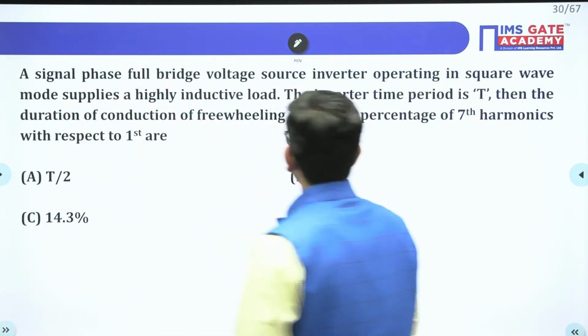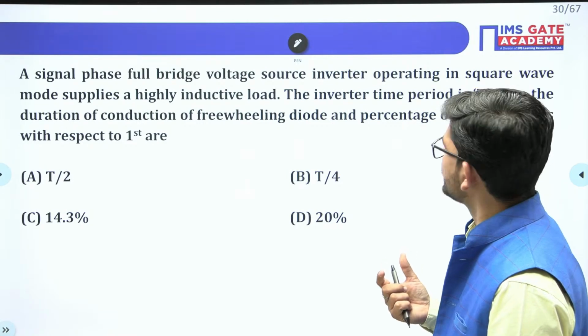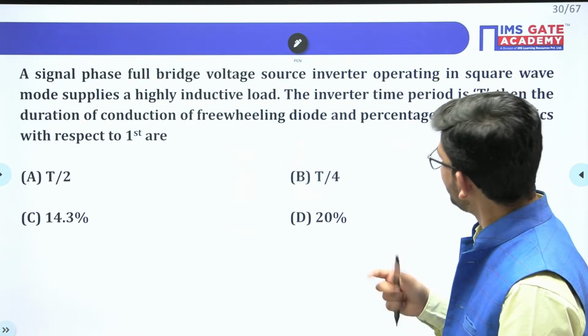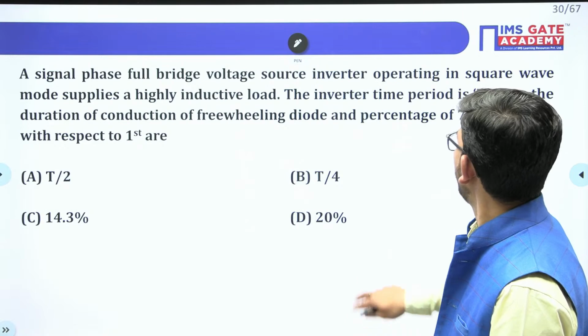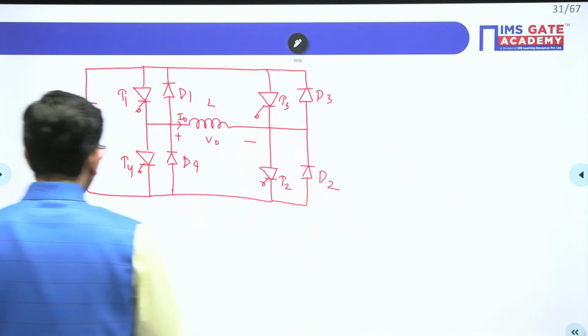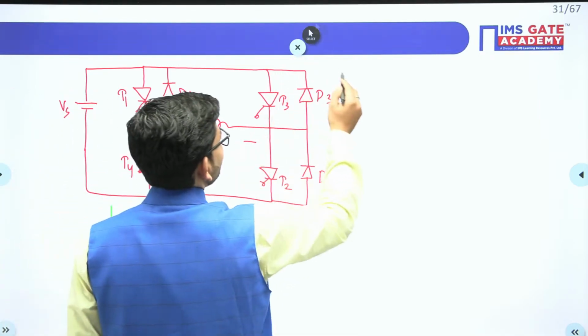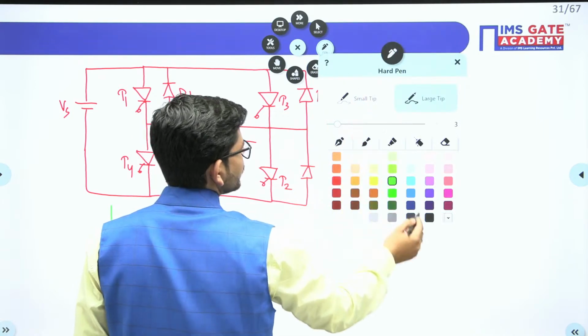Now once again read the question. The inverter time period is T, we have to calculate the duration of conduction for the freewheeling diode, and it is operating in the square wave mode. So what will be the output voltage here? If I draw the output voltage waveform, how will it look here?